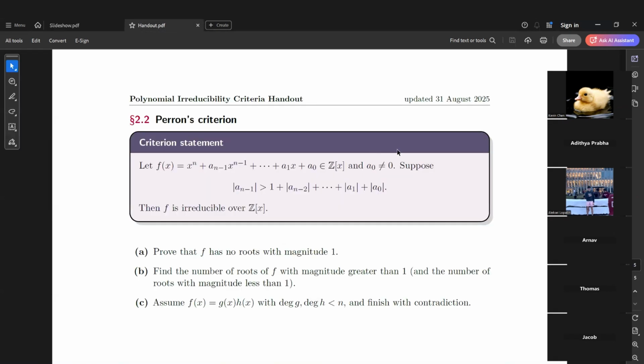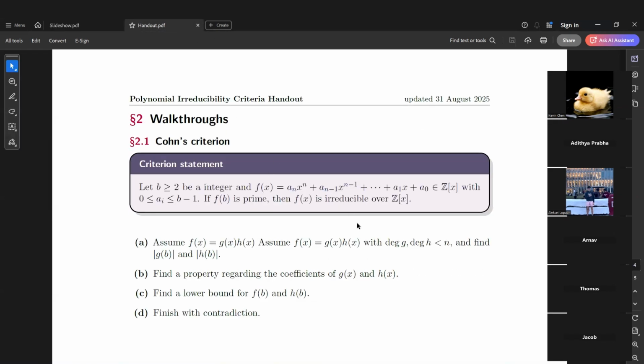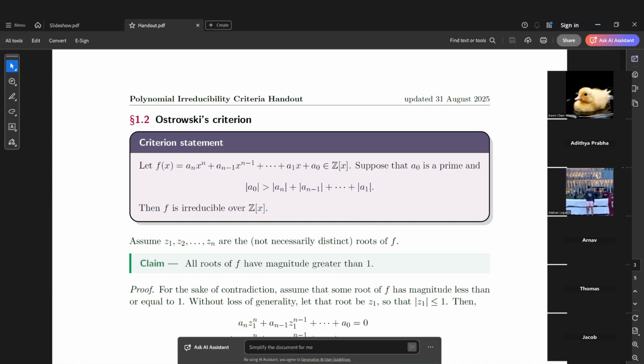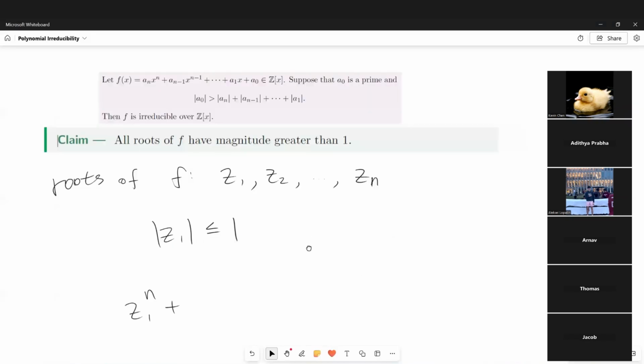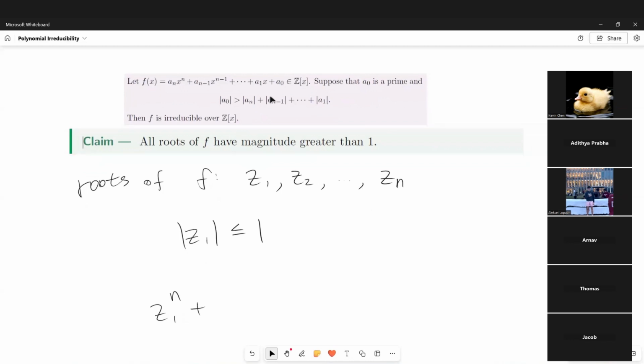And so now we can go back to this proof over here. That was really my bad, sorry. And so if we continue what we got right here, so with a0 a prime and the final coefficient greater than the sum of all the others, our first claim is that all the roots of f have magnitude greater than 1, and we assume these are the roots of f. And to prove this, we use contradiction.